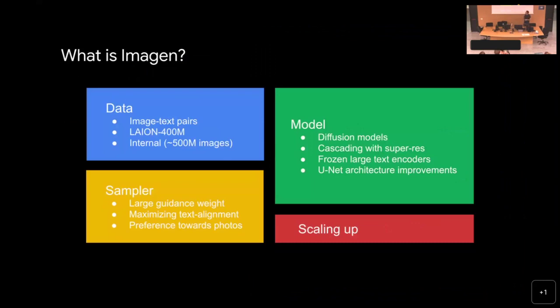One is data. So Noel already talked about this. You need hundreds of millions of examples in order to learn all these sophisticated concepts. There's the model. So it's a diffusion model with a couple of tricks that are actually important. There's the sampler, where you have a lot of hyperparameters that you can tune and a lot of choices you can make. And then you need to actually run this at scale. So I will talk just about the model and the sampler here.